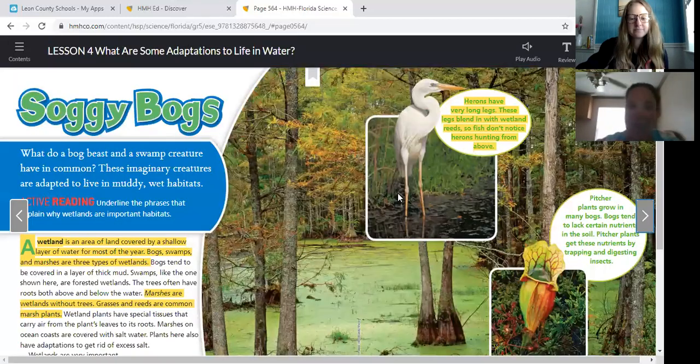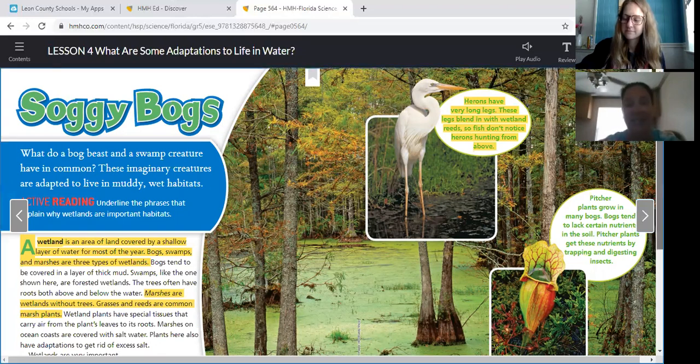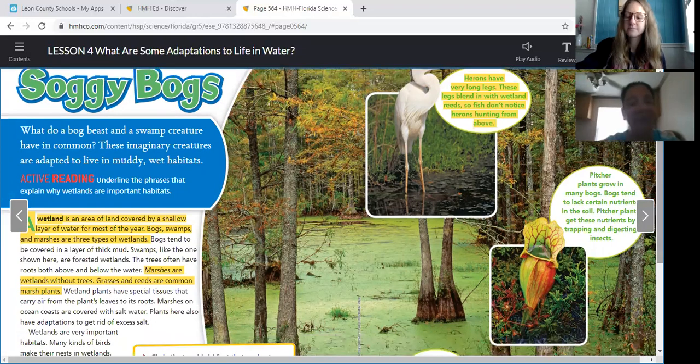Okay, friends, now we're in soggy bogs like swamps and marshes and yucky, humid places that my hair would go crazy in. This is a wetland habitat. These are very muddy, wet habitats. And again, there's many adaptations that plants and animals have to live there.